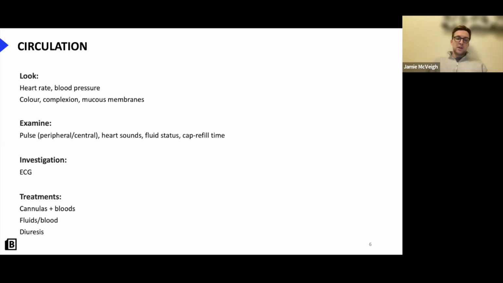C, so look at them. Are they very pale? Are they very sweaty? Are they clammy? Or are they really cool peripherally? Look at their obs. Are they tachycardic and hypotensive, implying that they're in shock? And then think about the cause of why they're in shock. Look at their cap refill time and their urine output as well, and have a good listen to their heart.